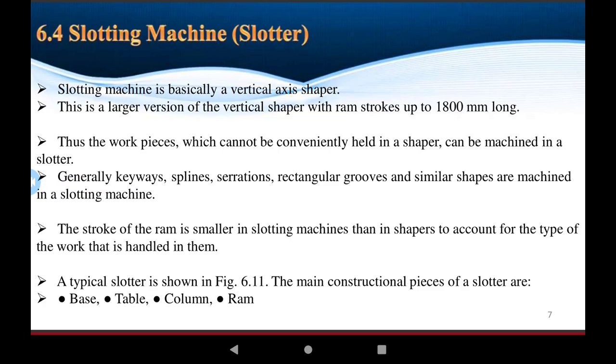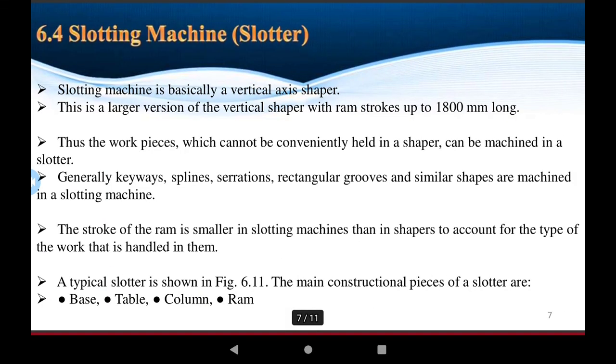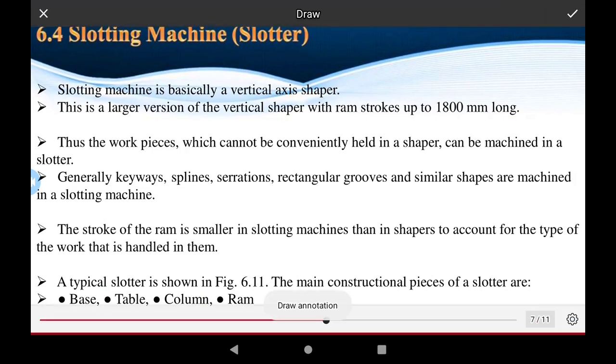Okay, some of the slotting machines are selected by conformity. The stroke of the ram is similar in slotting machines, and for the types of work, there are some holding devices for the machines and tables. Okay, and the slotter's lever mechanism cuts the metal. A typical one is the slotter.